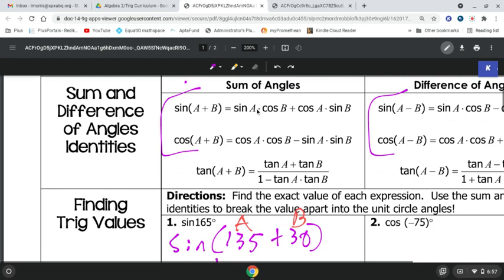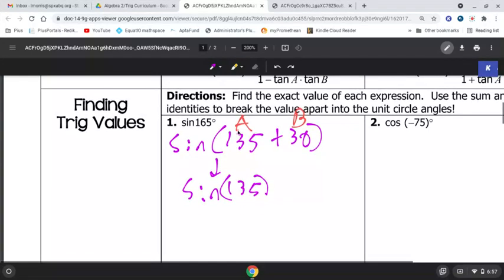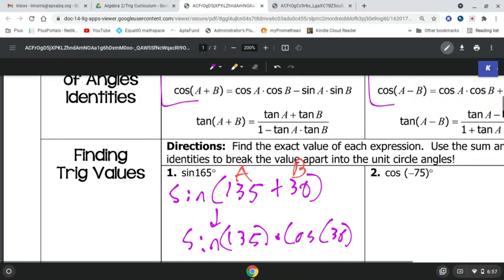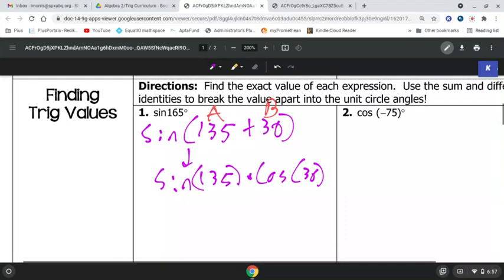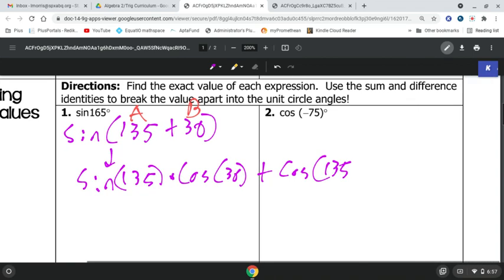Yeah, so it's sine of A times cosine of B. So we're going to say sine of A times cosine of B, which B is going to be 30, plus cosine of A, which A is 135, times sine of B, which is going to be sine 30.